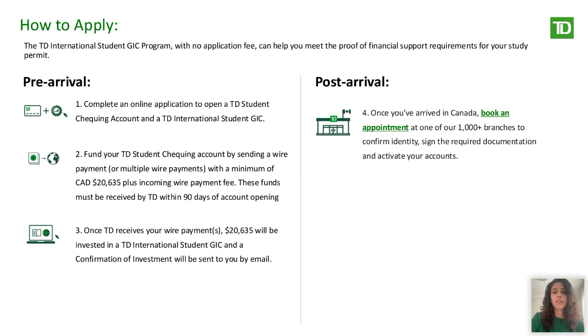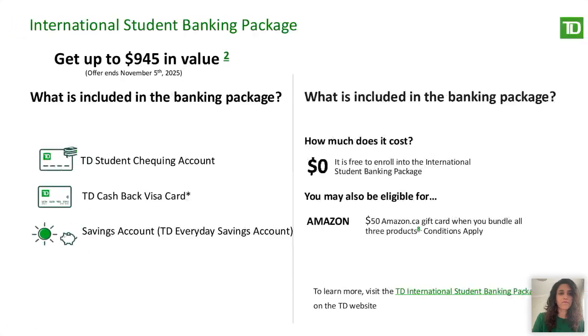Now, once you arrive in Canada, you can book an appointment with one of the TD branches, and we have over 1,000 branches all over Canada. Then you'll need to come and sign off on the documentation, show us your valid proof of ID, and you will be all set to go. We will activate your accounts. So that sounds pretty easy, with both pre-arrival and post-arrival.